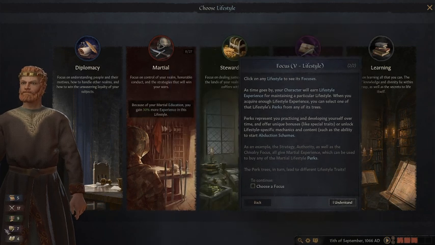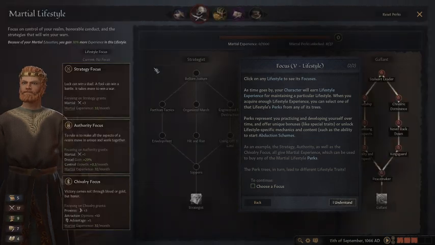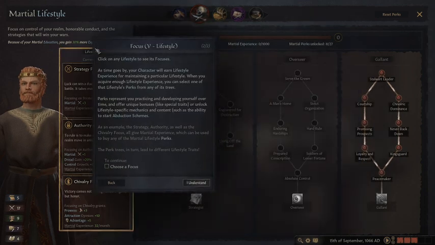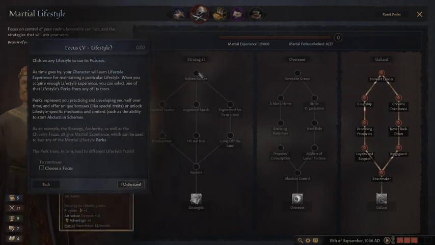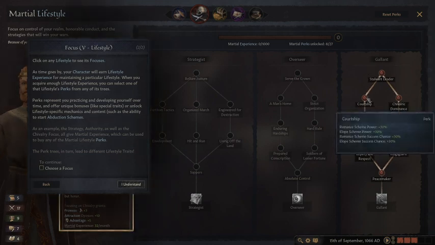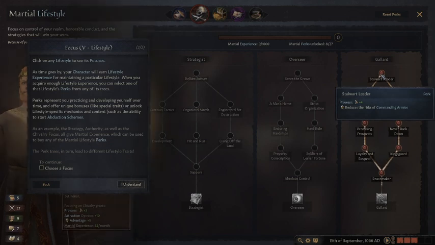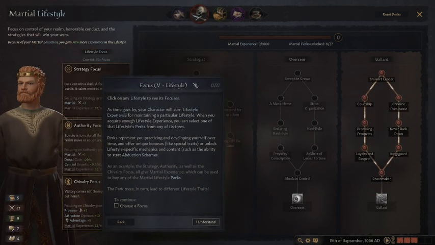Since I've got 17 martial, it's not showing the rating for it, just the number. Because of my martial education, I gain 30% more experience in the martial lifestyle, so I might as well. Click on any lifestyle to see its focuses. Yeah, I read that. Just need to select a lifestyle. So you've got strategist, overseer, and gallant, which I feel like I already locked in or something. I think so, because it says 8 out of 27 martial perks unlocked.